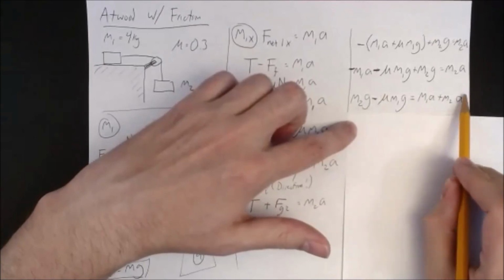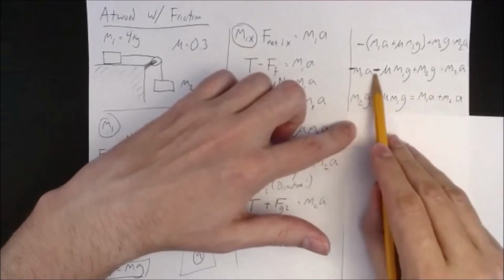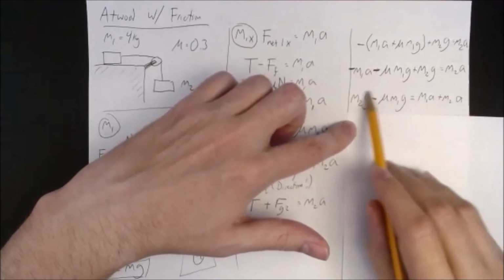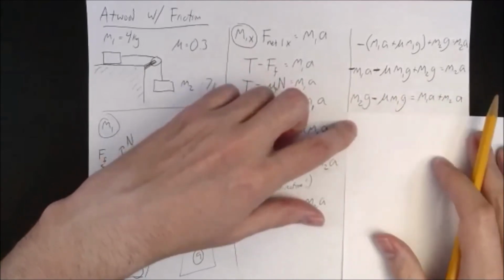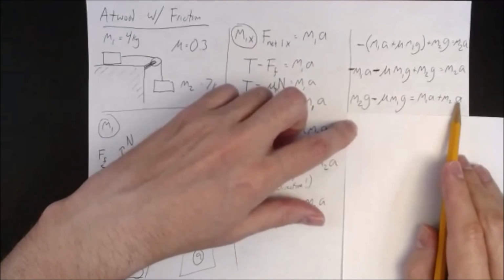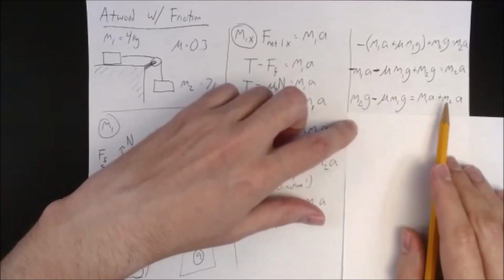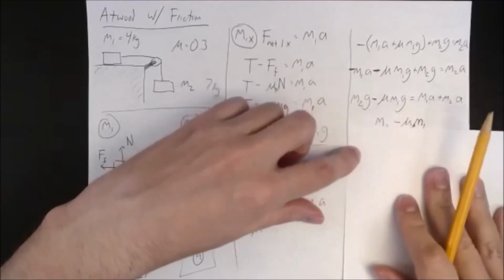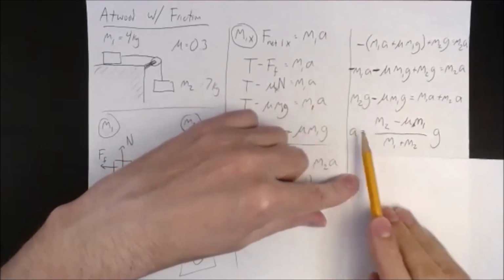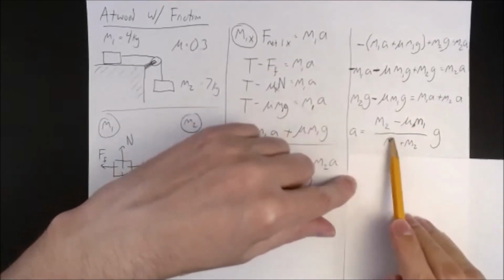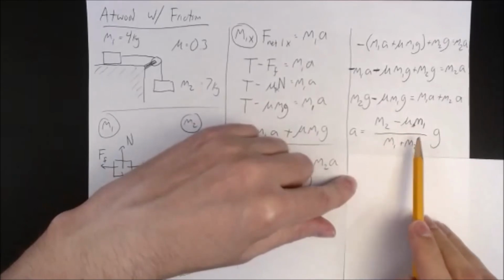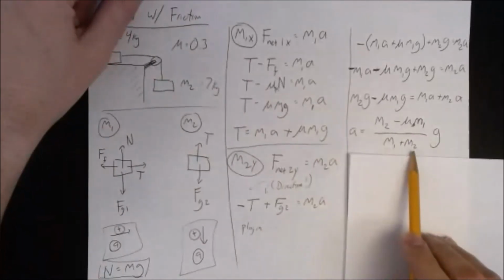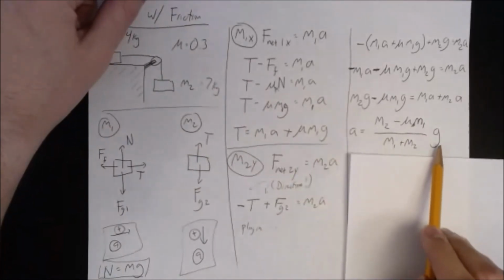I need everything with an a on one side, so I add m1a to both sides. I need everything without an a on this side, and that actually accomplishes it right there. Then I can factor out m1 plus m2, or factor out a, however you think about it. I can factor out g and solve, and I get that the acceleration is equal to m2 minus mu times m1 over m1 plus m2, all times g.